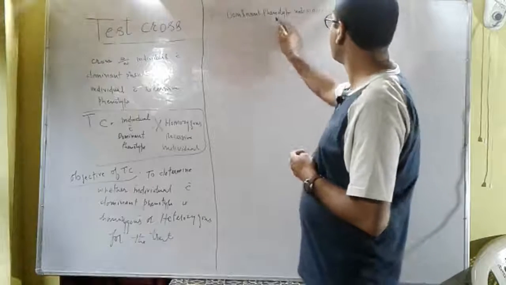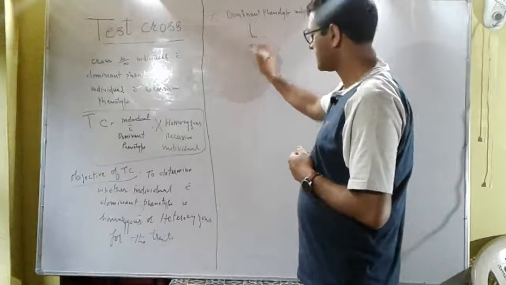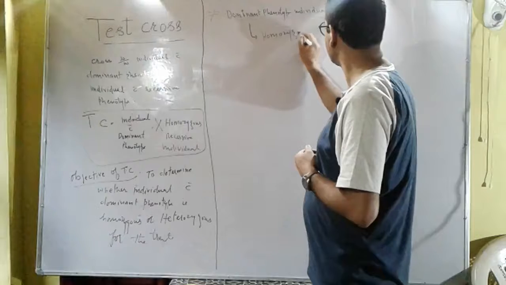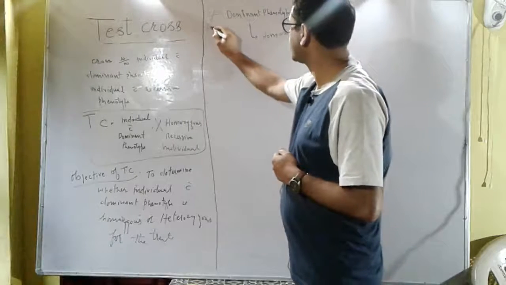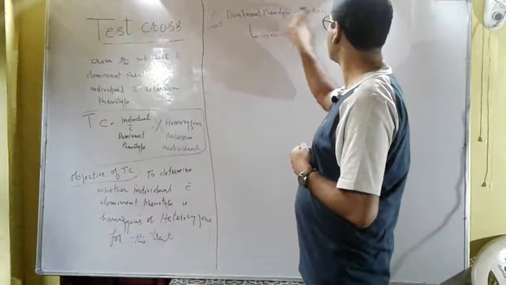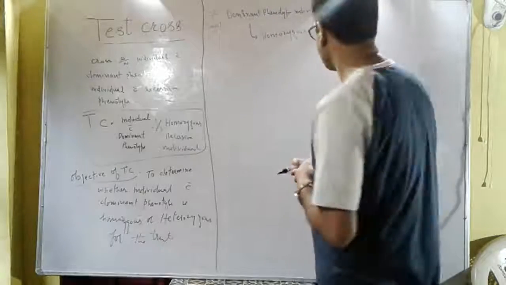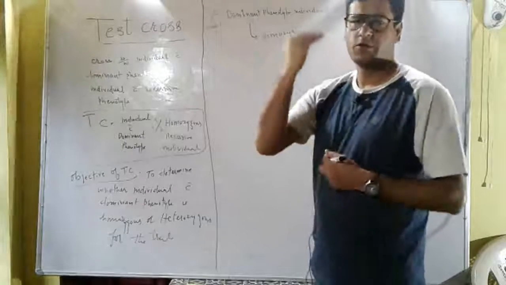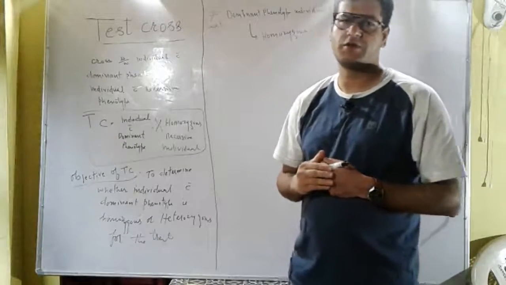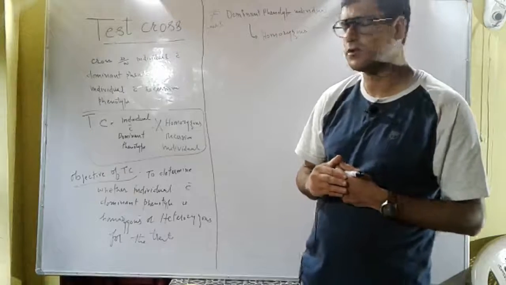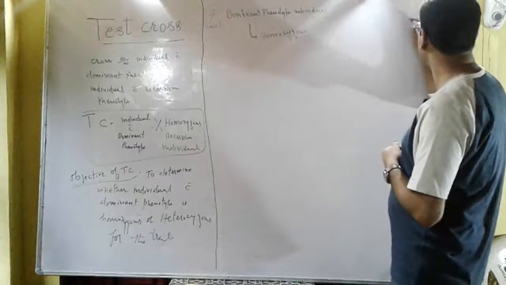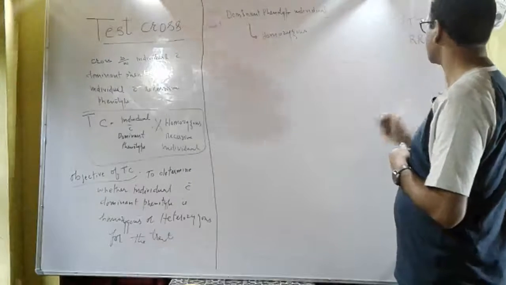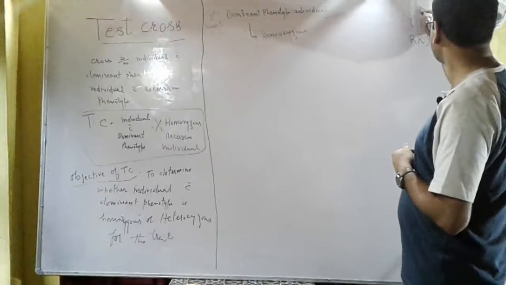First we'll take the case where the dominant phenotype individual is homozygous. So we have case first. That means the dominant phenotype individual can be homozygous. Homozygous means it has two identical alleles for the trait. It has two similar alleles for the trait. For example, capital T, capital T, or capital R, capital R. It is the homozygous condition.